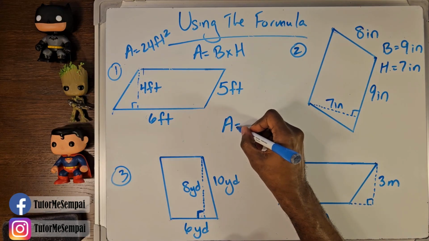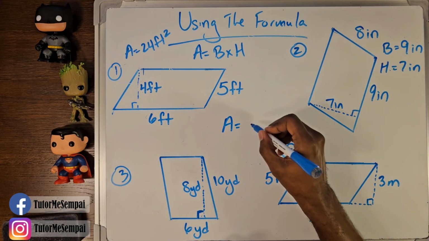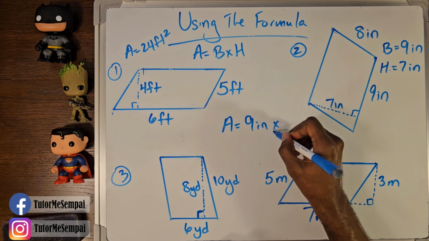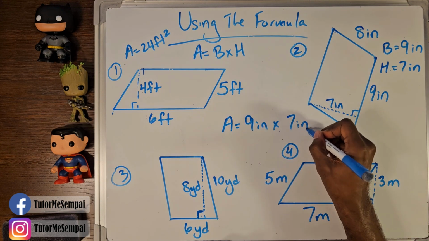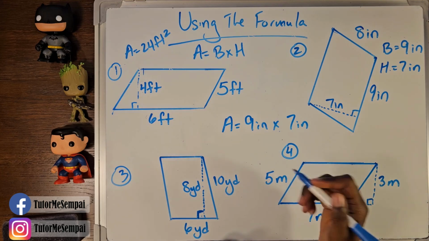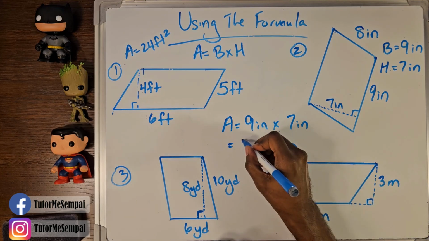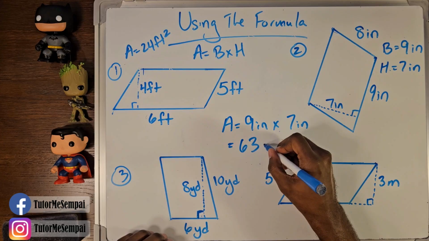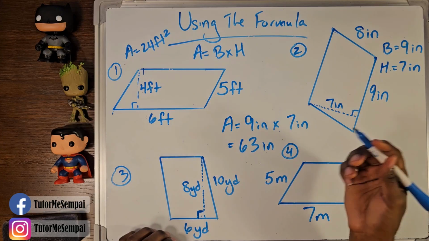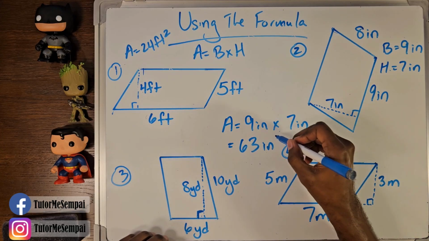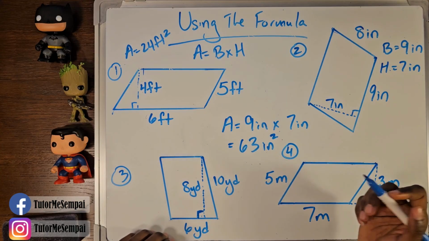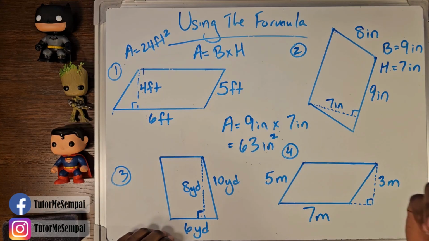So once again, our area is going to be base 9 inches times height 7 inches. And what's 9 times 7? 9 times 7 is 63. And do you end with just inches? No. You need to have square units. So that's 63 inches squared.